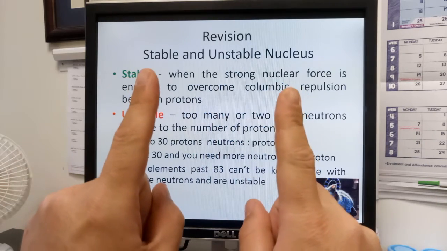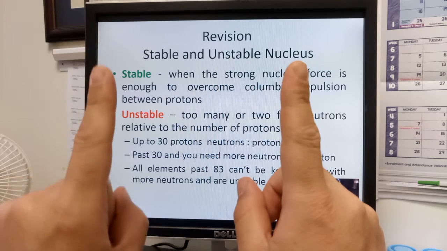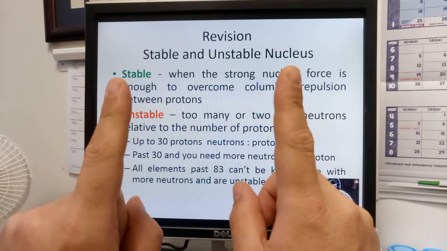There are two types of isotopes. One is your stable isotope, the other is a radioisotope. Radioisotopes are unstable and they will radiate to achieve a state of stability.